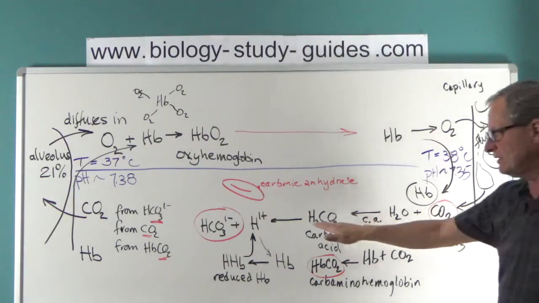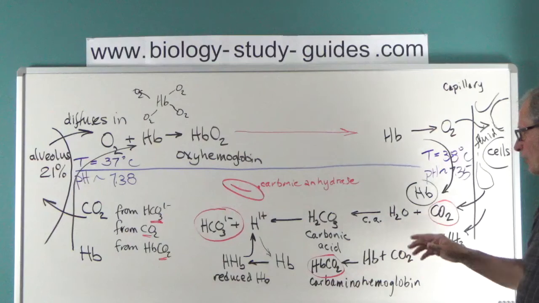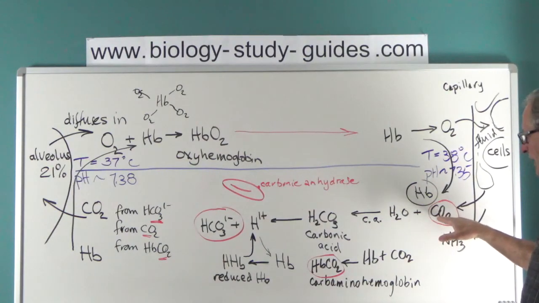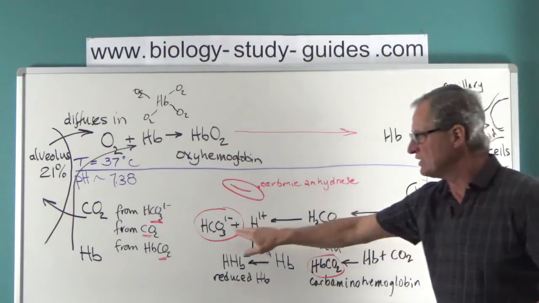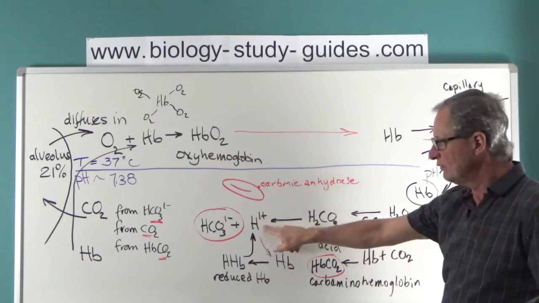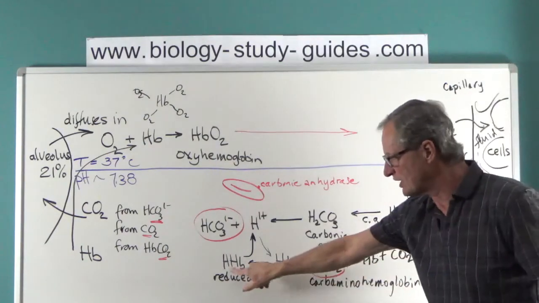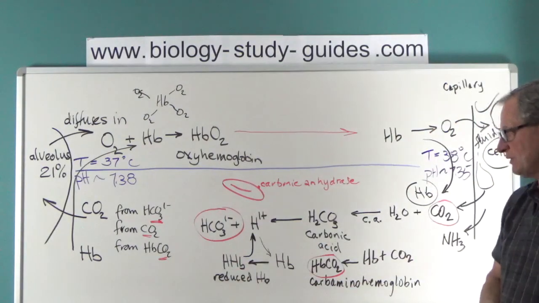This carbonic anhydrase reaction is very, very important because it allows carbon dioxide to be transported in a safe manner. Of course, to generate that safe manner, we generate hydrogen ions, which also have to be transported in a safe manner. So we have reduced hemoglobin.